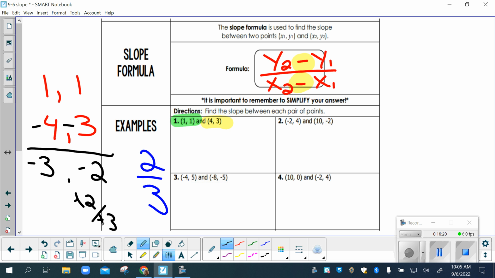Yes? So, let's try the next one together. You guys ready? Okay, everyone ready? If you think you can do the next one on your own, either do it with the formula, or do it my way. I'm going to start.